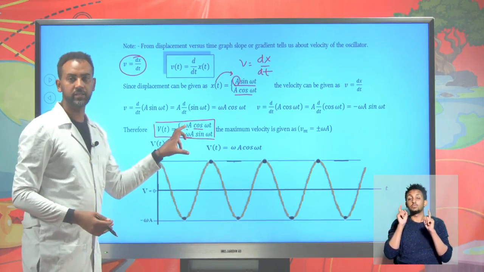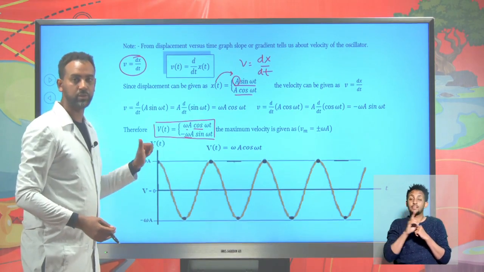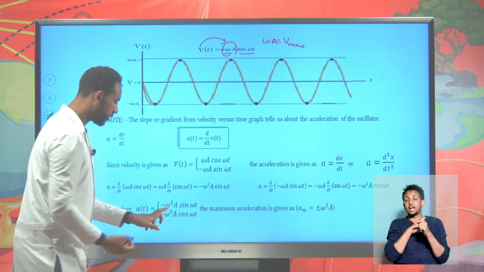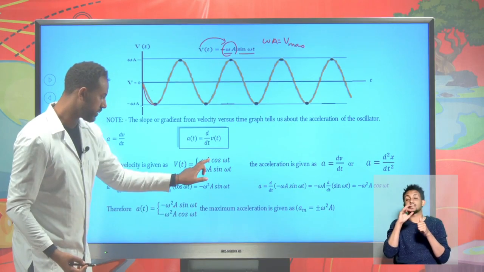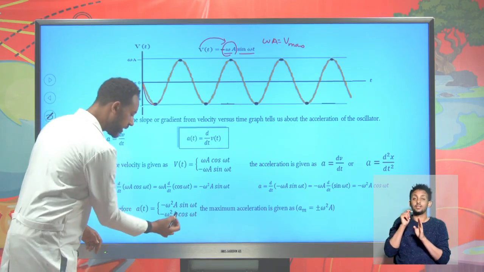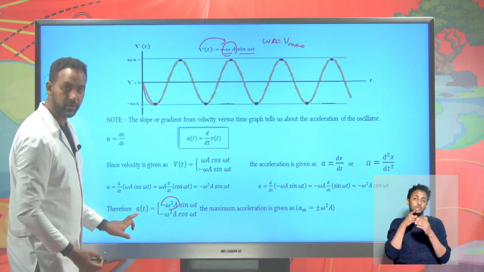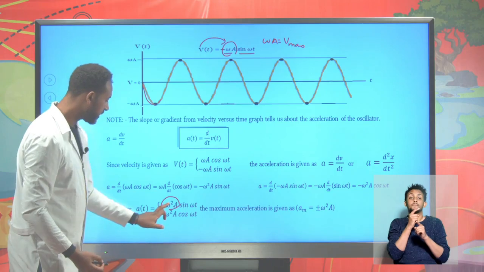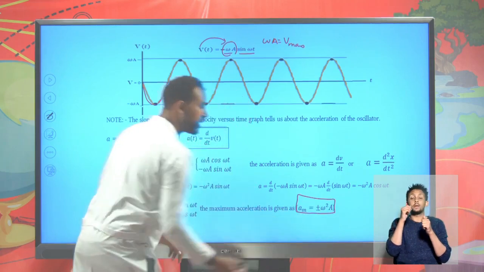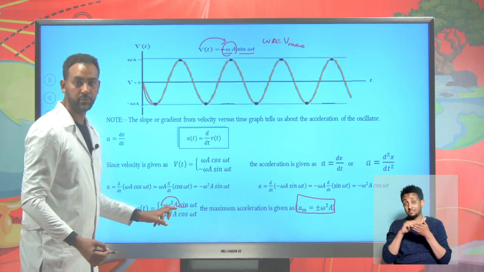Again, it's possible to find the acceleration of the oscillatory body by differentiating the velocity with respect to time t. So when you differentiate, you can find the acceleration as the negative of omega squared a sine omega t. Differentiating the other one, you can find the negative of omega squared a cos omega t. Again, every quantity before sine and cos tells us about the maximum value. The negative of omega squared a, or plus or minus omega squared a, is the maximum acceleration. And when it is sine, it means it starts from the equilibrium position.